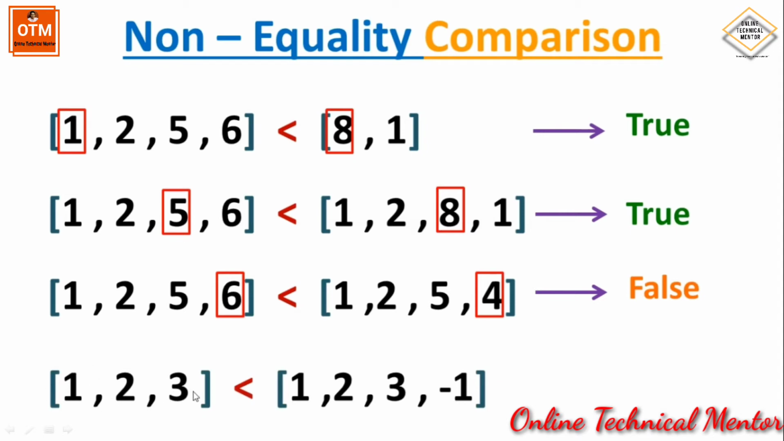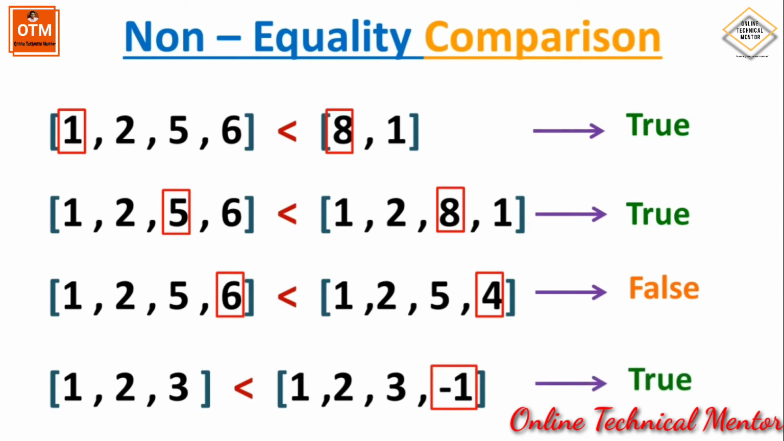The first list contains 1, 2, 3 and here is 1, 2, 3, -1. The number of elements in both the lists differ. Now the first three elements of both the lists are identical. There are no more elements in the first list to compare with the fourth value of the second list. So what will happen? Nothing is less than -1. So whatever may be the value, since there is nothing, it will return true.